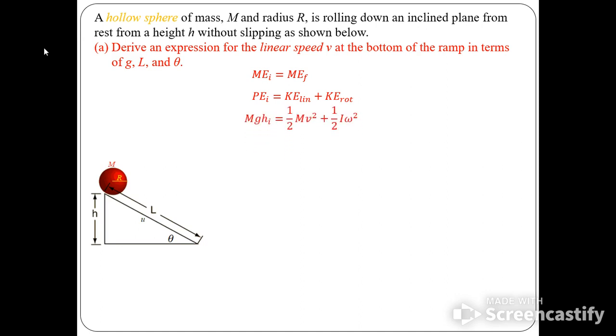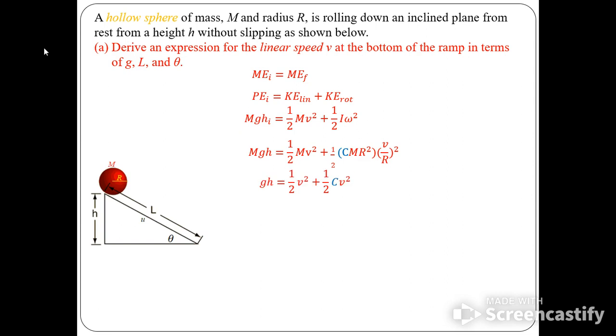From there, you can break up PE_i into mgh by definition, KE linear is just 1/2 mv squared, and KE rot is just 1/2 I omega squared. Then you can expand I in terms of C m R squared. C stands for the coefficient of moment of inertia. In this particular case, the shape is a hollow sphere, so if you have your values memorized, it is 2/3. Then we can replace omega with v over R, which comes from the relationship between linear and rotational motion.